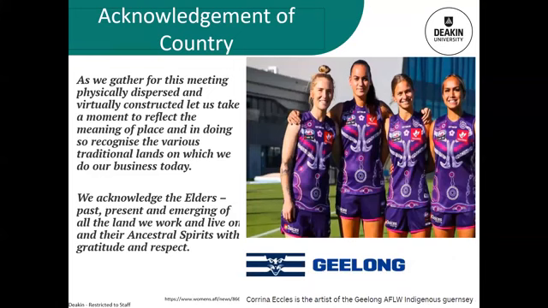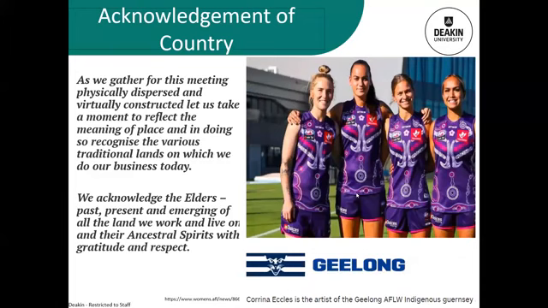In the picture here, you can see some AFLW players. Having a women's competition in Australian football is another example of a socio-cultural environmental change. In the first game of each season, the teams wear their own Indigenous guernsey. Deakin, our university, supports the Geelong team, and here they're wearing a guernsey designed by Corinna Eccles. So let's read this.